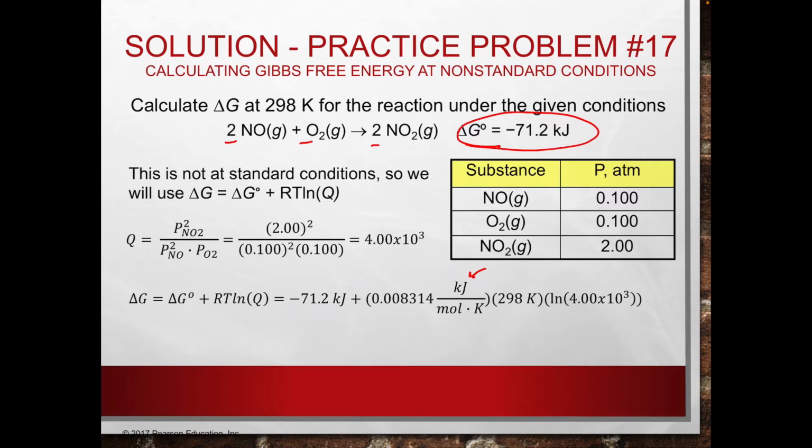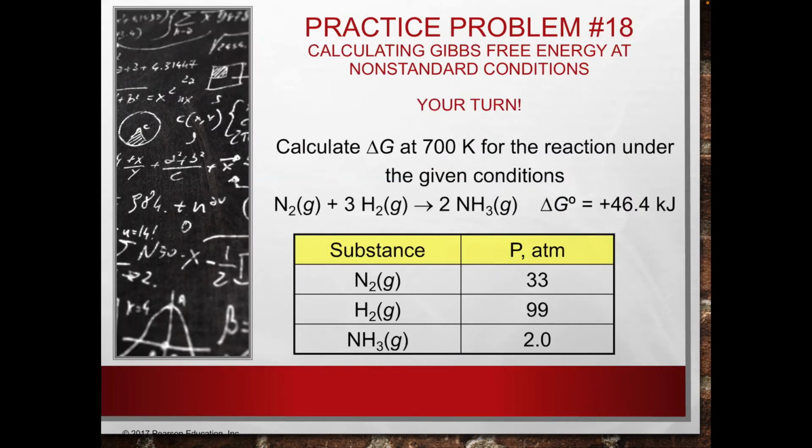It doesn't matter whether you do it in joules or kilojoules, just make sure you're keeping track of your units. And then your temperature needs to be in Kelvin, and then we'll take our natural log of our Q value. And there it is, there is delta G. Pretty straightforward. Your turn. So go ahead and try this one.